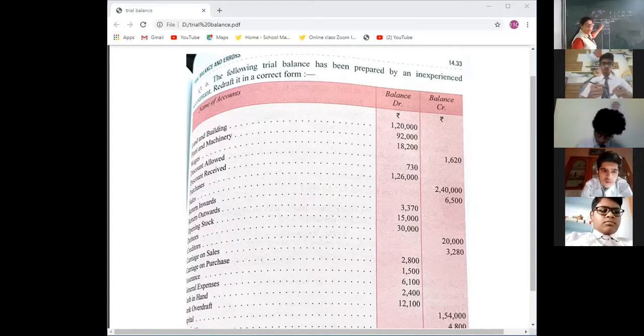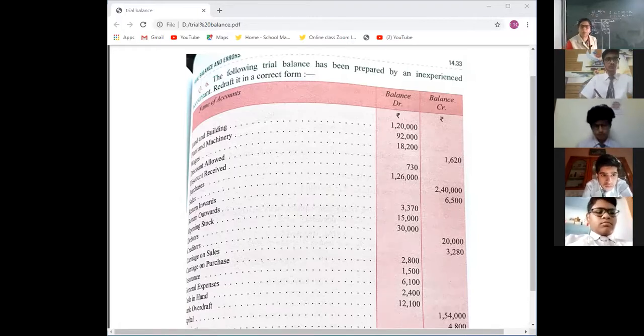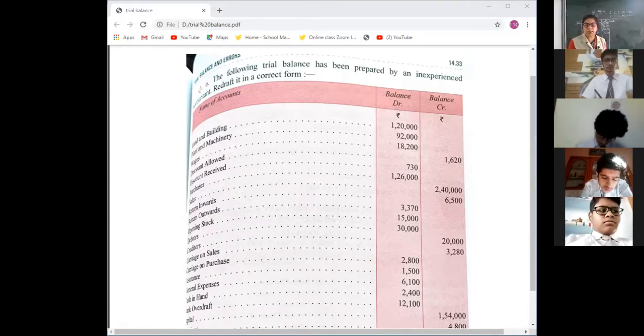So the way you have to make it is the same as it is given on the screen, but put them in correct order. Put them on the correct place. Like discount allowed is given wrong. In place of credit, it should be in debit because this is an expense. Discount received is given in debit, it should be transferred to credit.